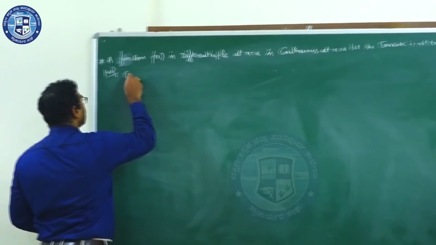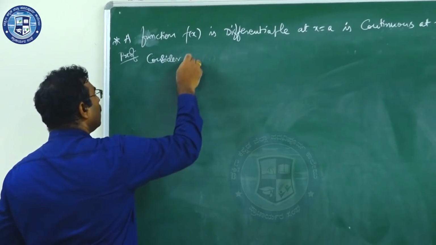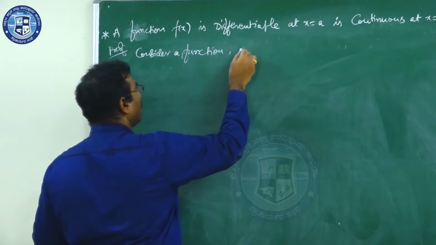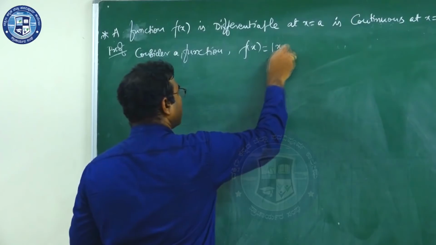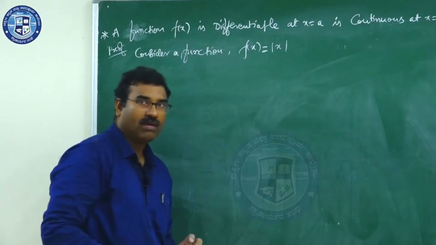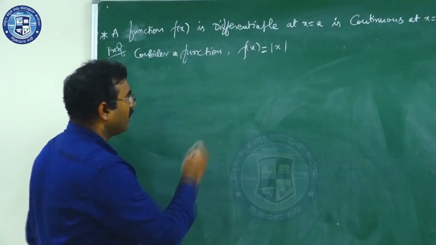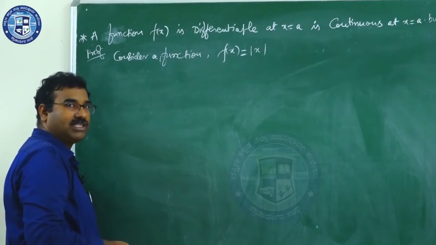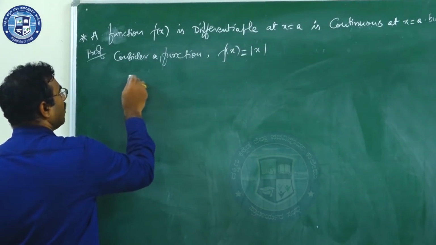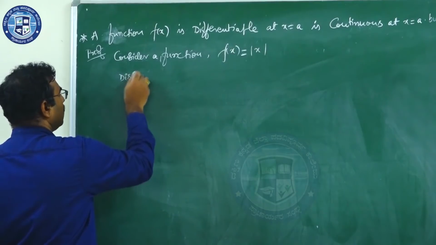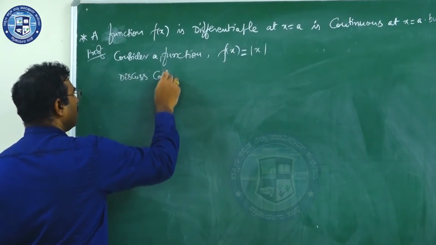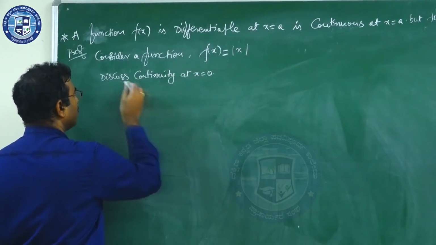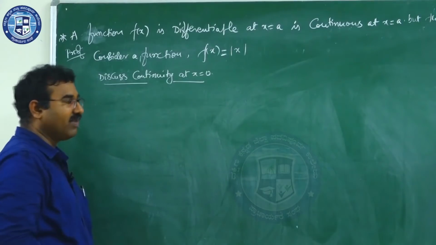Consider a function f(x) is equal to mod x. Now we'll discuss at x equal to 0 its continuity and differentiability. Both we'll discuss. First, discuss continuity at x equal to 0. At 0 we were working now.